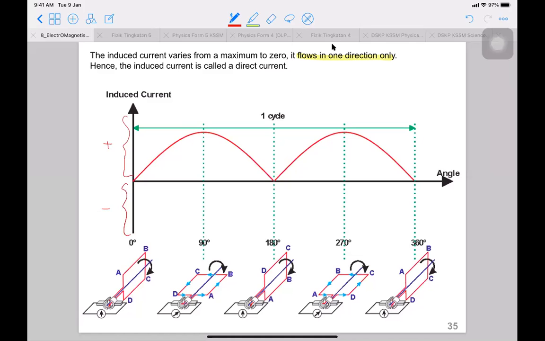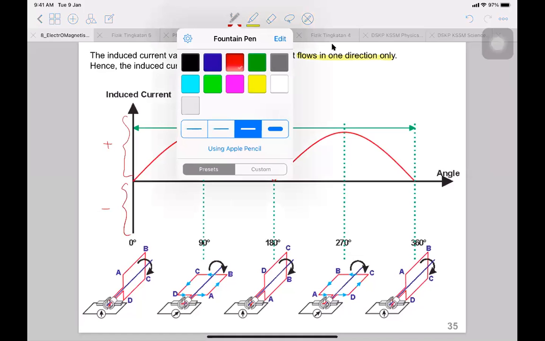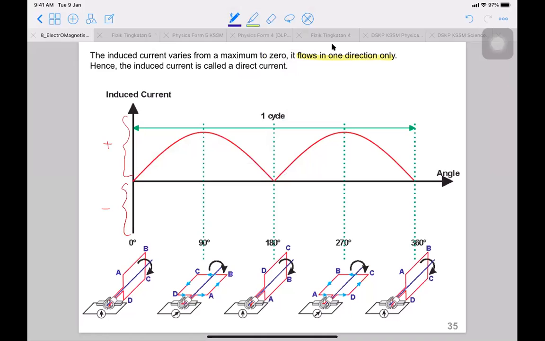Okay, so let's see how to get that graph. Good. We start with the first position, number 1. In the first position, the coil is in a vertical position. So in a vertical position, will there be any deflection on the galvanometer? Will there be any induced current on the galvanometer?